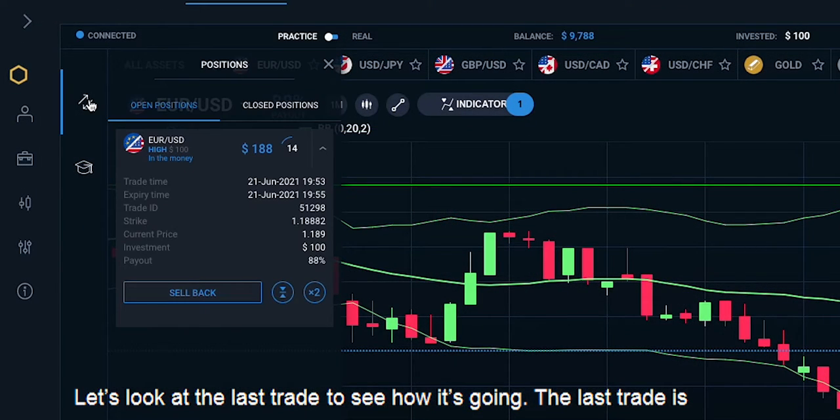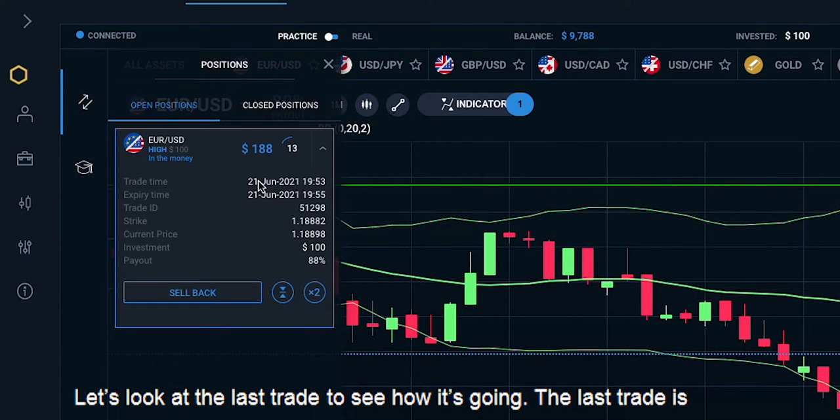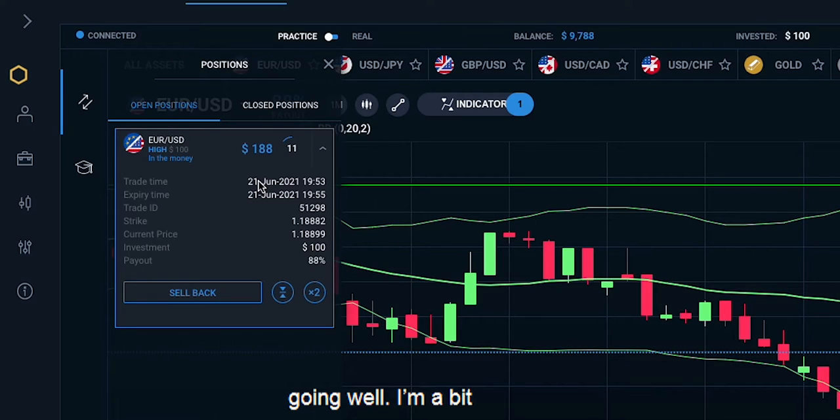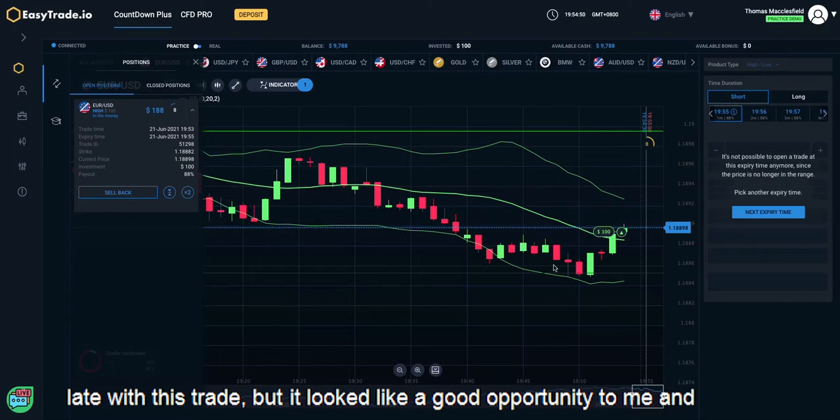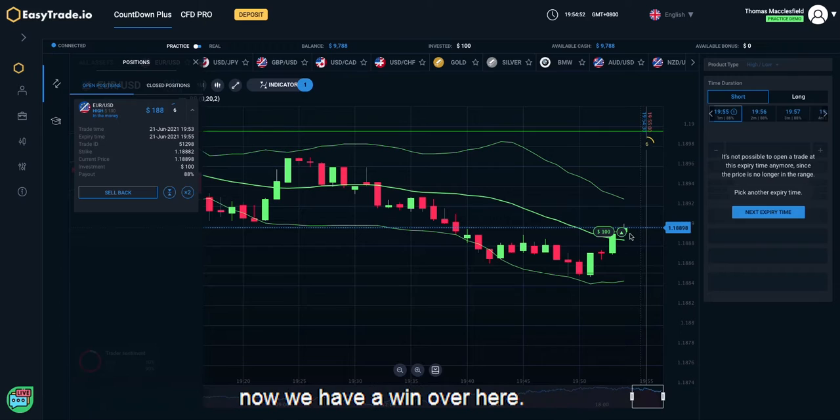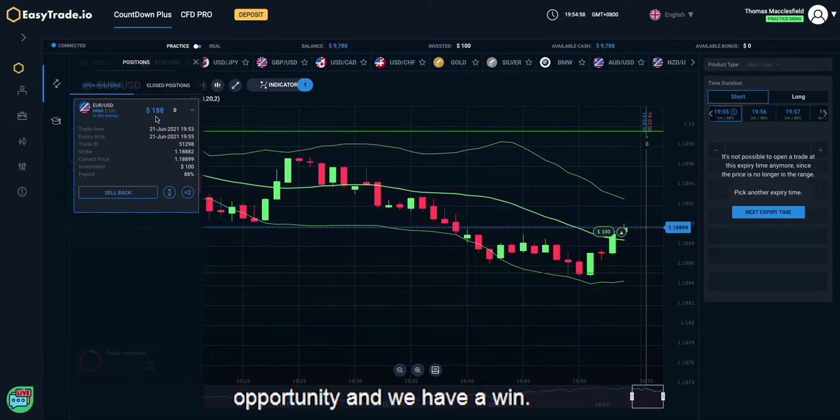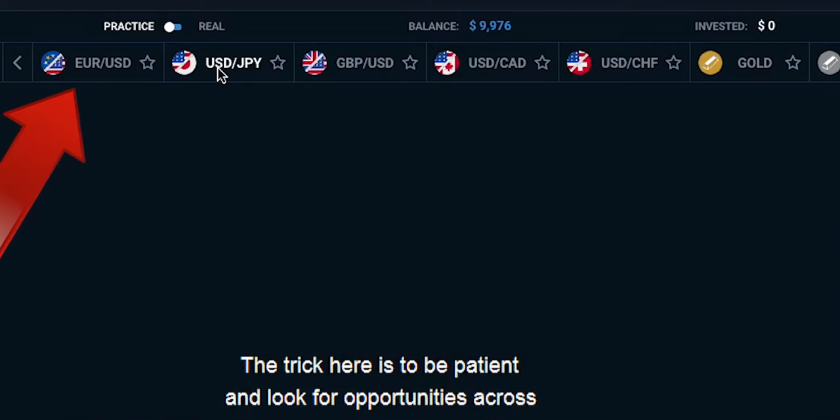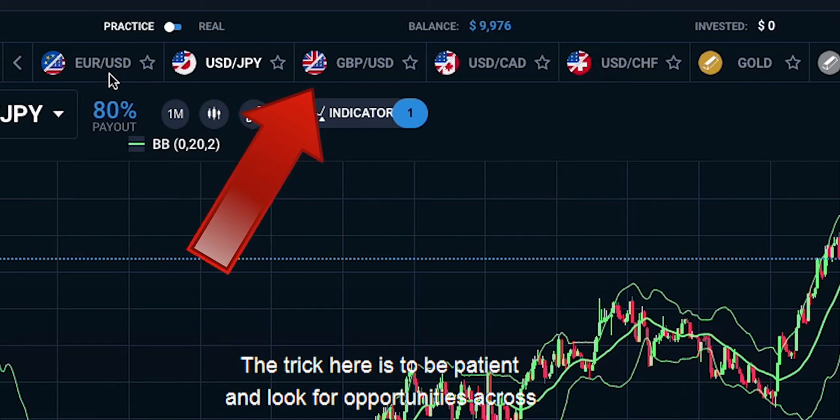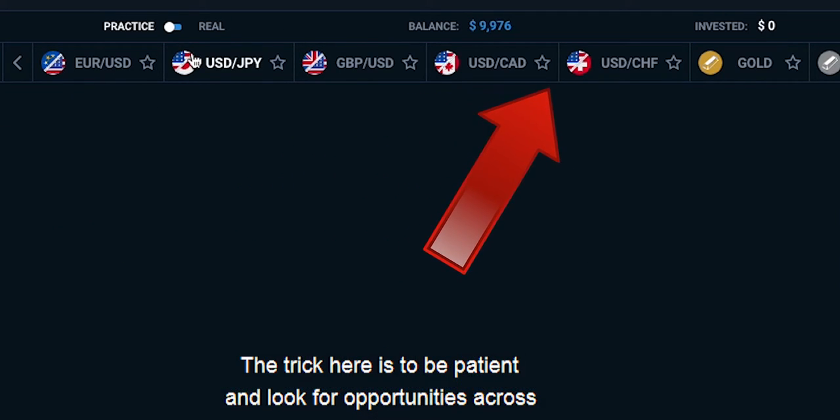Let's look at the last trade to see how it's going. The last trade is going well. I'm a bit late with this trade, but it looked like a good opportunity to me, and now we have a win over here. So it's been roughly 3 to 4 minutes since we logged in, and we got an opportunity, and we have a win. The trick here is to be patient and look for opportunities across symbols.